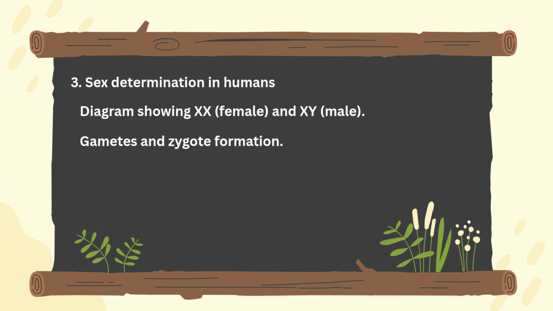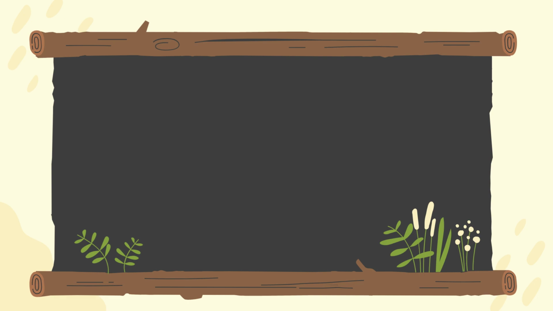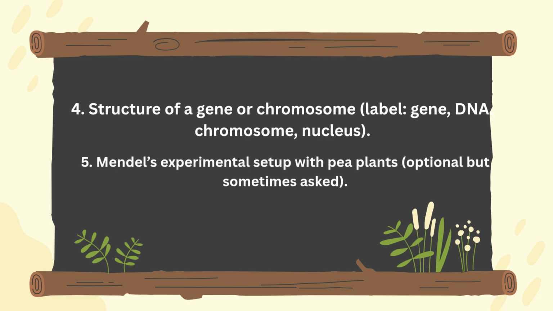Gametes and zygote formation. The fourth question is structure of a gene or chromosome. Label, gene, DNA, chromosome, nucleus. The last question of this video is Mendel's experimental setup with pea plants, optional but sometimes asked.